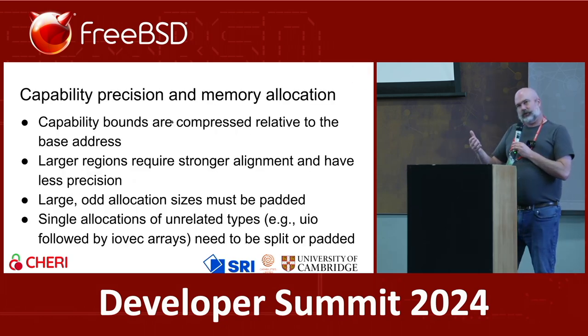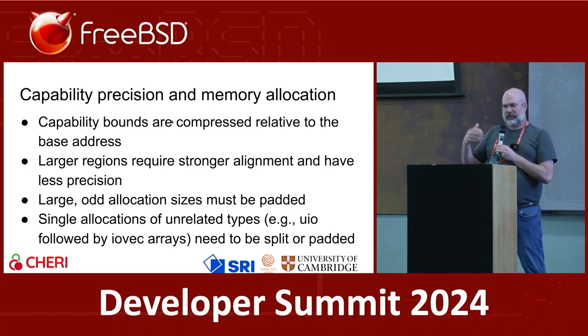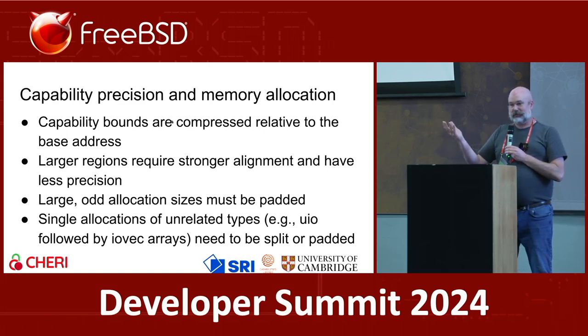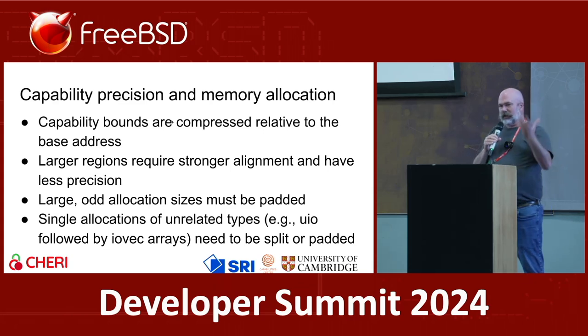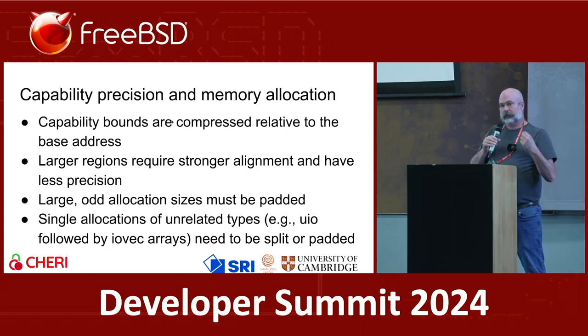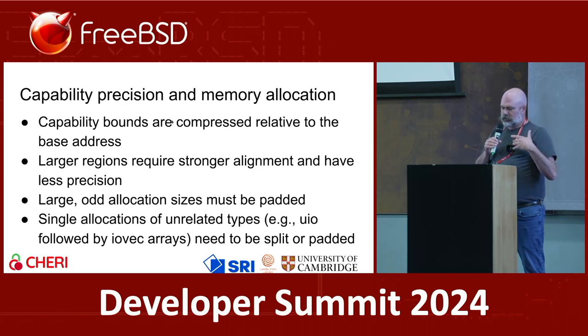I guess to continue on what has to change, you might have noticed that in the example of the capability we had a 64-bit address, and then we only had 64 bits of metadata, but somehow we have to have a base and a top of the valid range. To make that work, we're compressing the bounds relative to the address. So basically like floating point, and that means that larger regions have less precision.